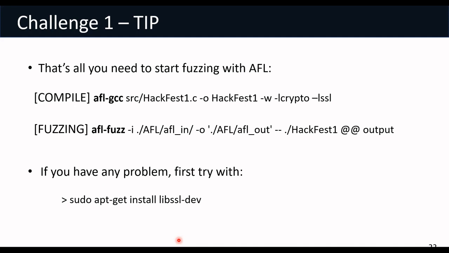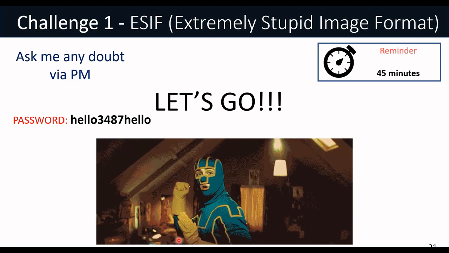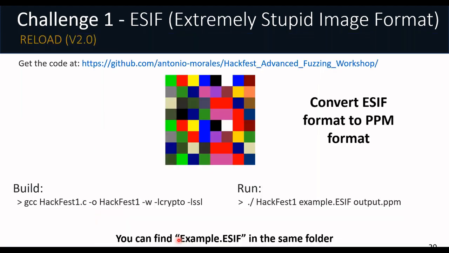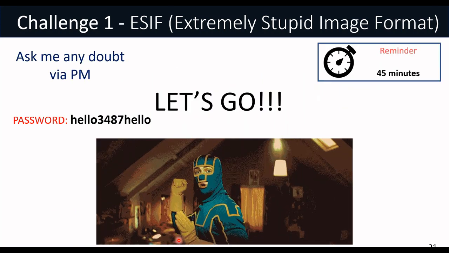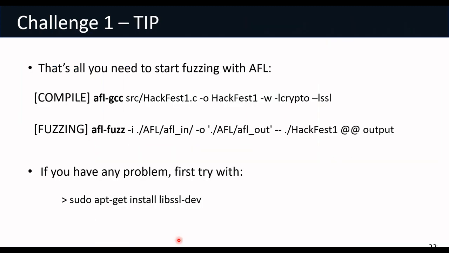Okay, now I'm going to do a brief summary of the process. First of all, go to the GitHub repository and download the fast1 file. fast1.zip is a compressed file. You are going to need to use this password, hello3487, in order to uncompress the file. Then you can compile using the next command line: AFL GCC, the input and the output, and that's it. After that, you will be able to fuzz using AFL fuzz.